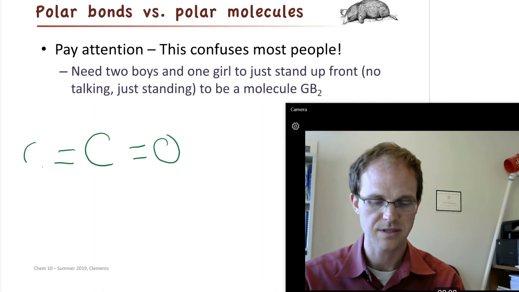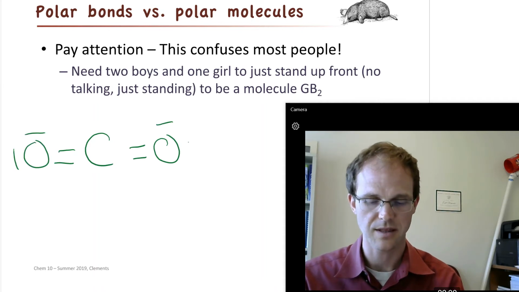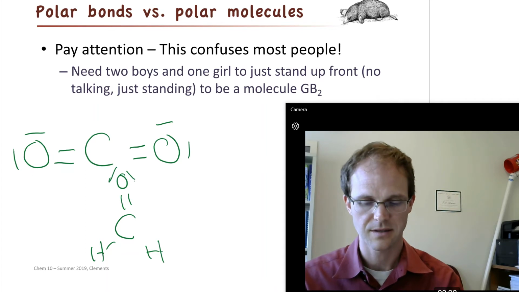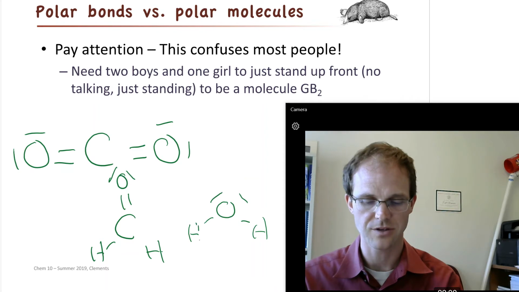Right? So we did CO2. Looks something like that. We did COH2. Looks something like that. We've got H2O. Looks something like that. If you remember, the shape of H2O was bent.